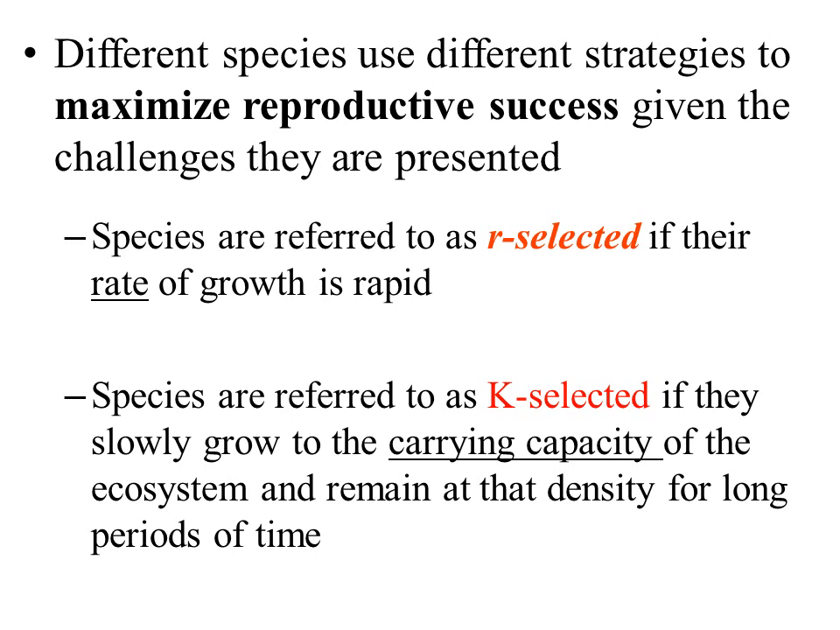So think of R as the rate species. These ones, given any opportunity, will just make tons of babies. Species are referred to as K-selective if they slowly grow to the carrying capacity of the ecosystem and remain there for a long time.